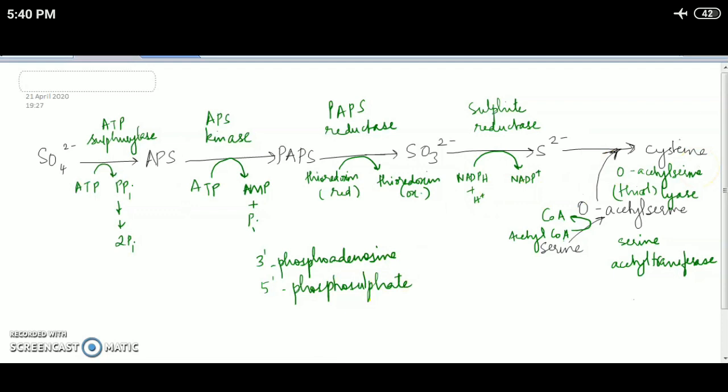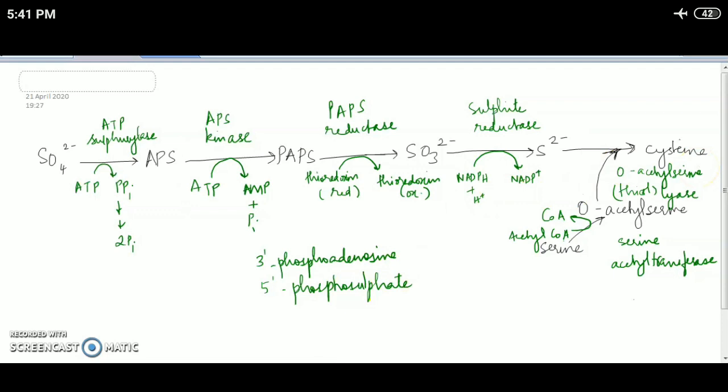And in this process, acetyl-CoA is taken up, from which CoA is released and the acetyl group is transferred to serine. So serine takes up the acetyl group to form O-acetylserine. This O-acetylserine then combines with sulfide, which is taken up by the organism and reduced. The sulfide combines with the O-acetylserine in the presence of the enzyme O-acetylserine thiol lyase to form cysteine. Cysteine is the amino acid that contains the sulfur.